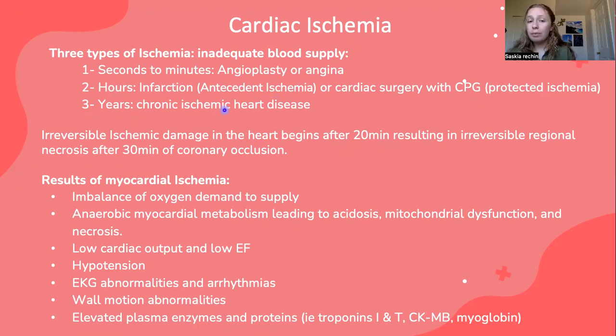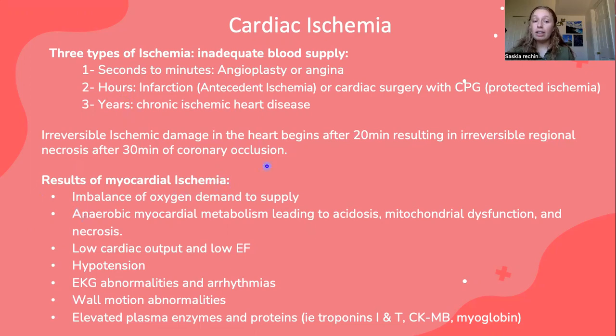Overall, after 20 minutes of coronary occlusion, you get irreversible regional damage, and then after 30 minutes, you get necrosis. So you do not want this years and hours to be extended longer than needed. That's the goal of cardioplegia and quicker cross-clamp times.